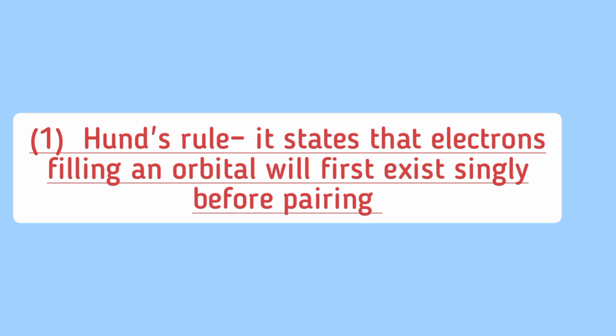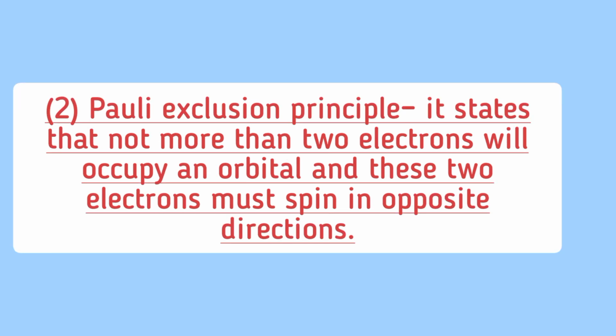Arrangement of electrons in an atom. It is governed by 2 laws. Number 1 is Hund's law. It states that electrons filling an orbital will first exist singly before pairing. Number 2 is the Pauli exclusion principle. It states that not more than 2 electrons will occupy an orbital, and these 2 electrons must spin in opposite directions.